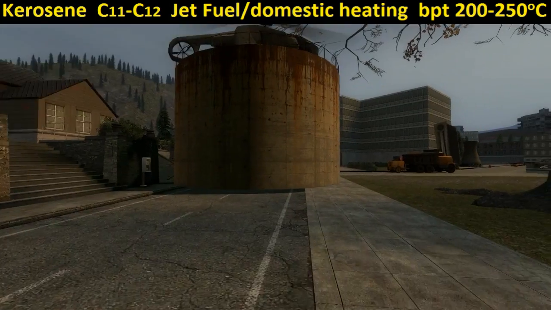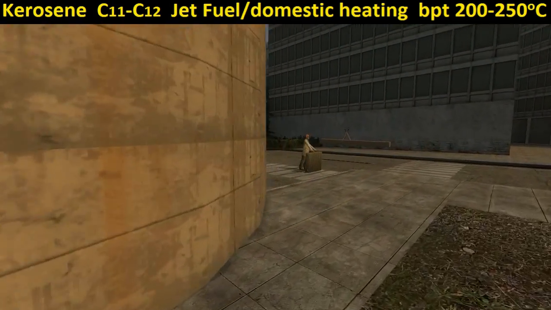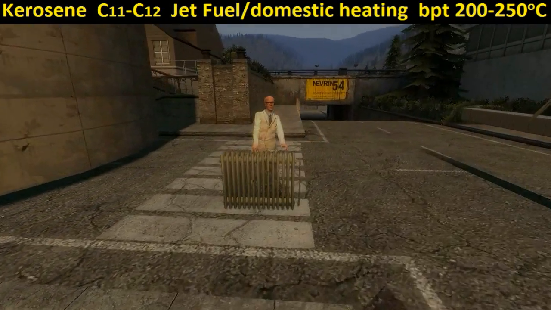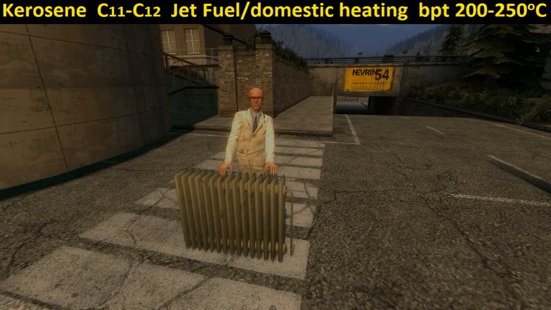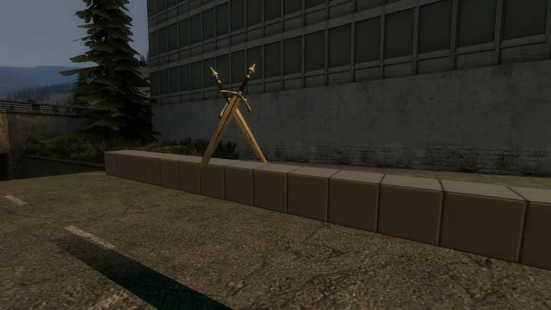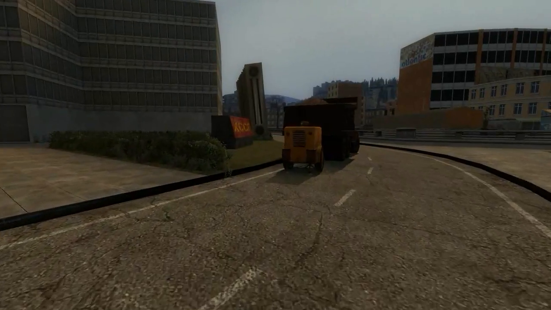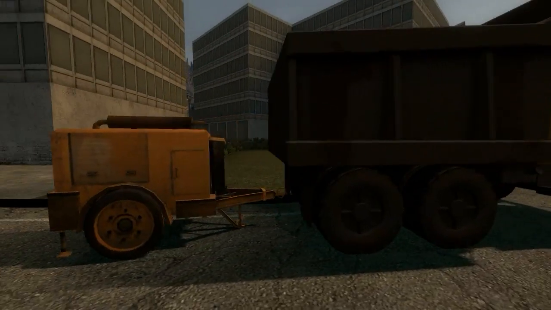Jet fuel and helicopter fuel is the next fraction, which is kerosene. It's also used for domestic heating. I've also put the boiling points there as well. Now kerosene, you can actually make it into something more valuable if you cut it in half, and that's called cracking. That's the subject of the next video.